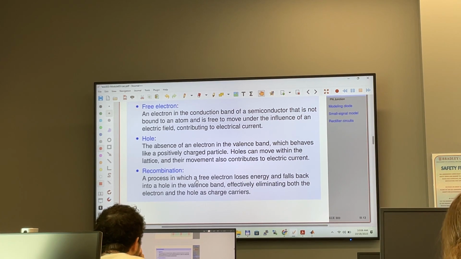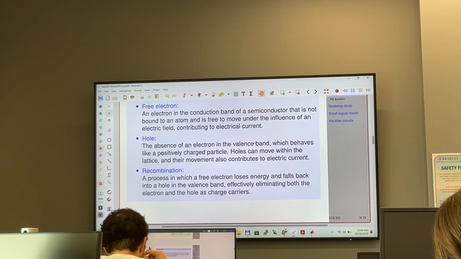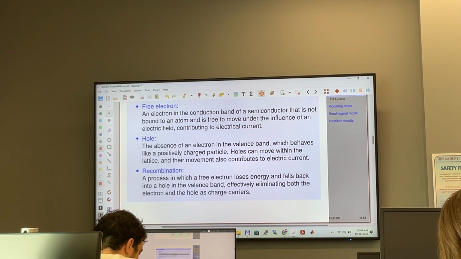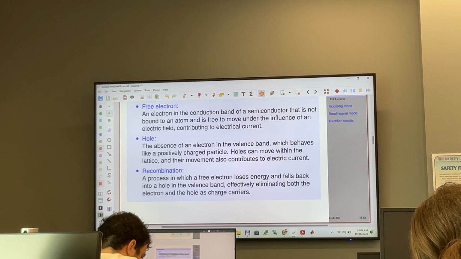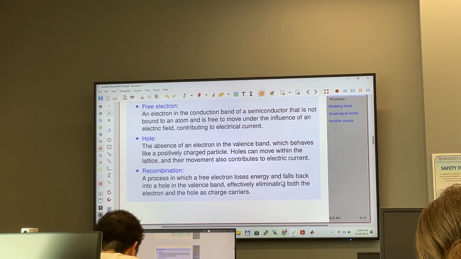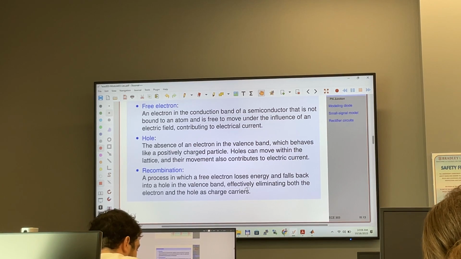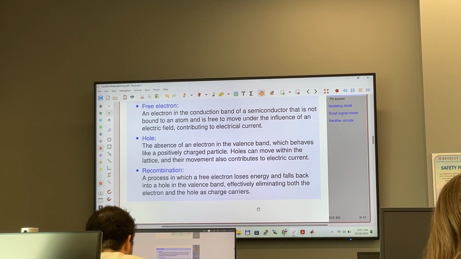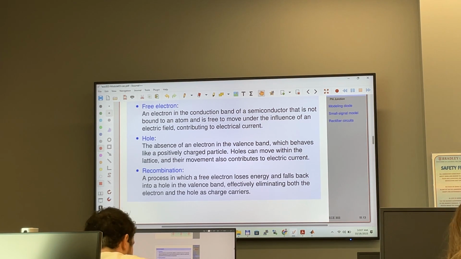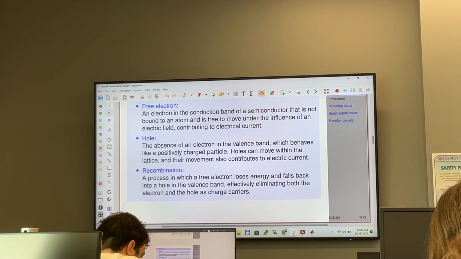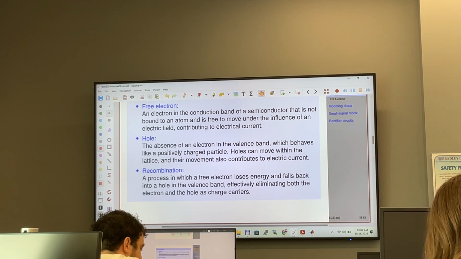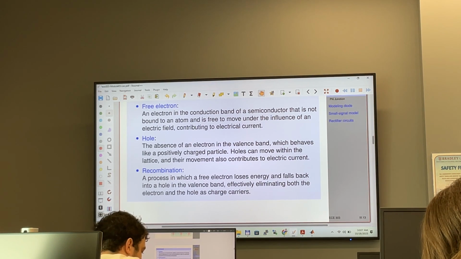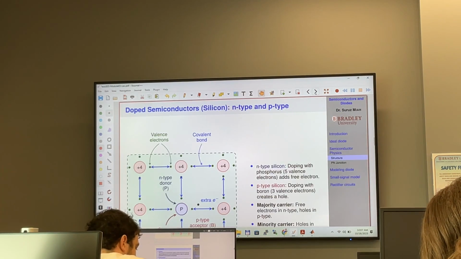And the recombination process: once you have doping, sometimes carriers may recombine. Recombination makes electrons move onto holes and lose energy. It is the process in which free electrons lose energy and fall back into holes in their valence band, effectively eliminating both the electron and the hole as charge carriers. So it becomes neutral. So if recombination happens, is the diode useless? In that case, the diode has no characteristic.